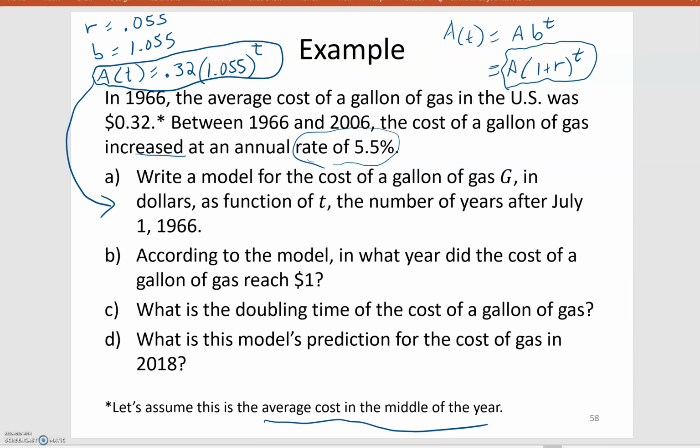Okay. Question B says, according to the model, in what year did the cost of a gallon of gas reach $1? Well, this is an output, and we're looking for an input. So this is going to be a calc-intersect question. So I'll need to type this function in. And I think I'm going to pause the video now, and we'll finish this up in the next video.